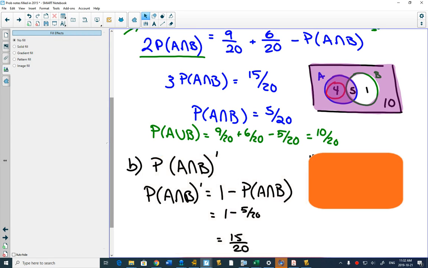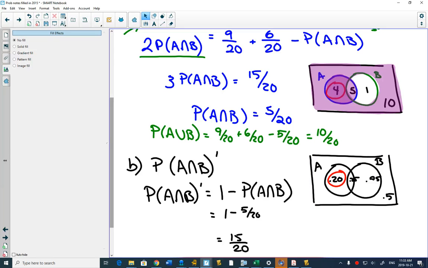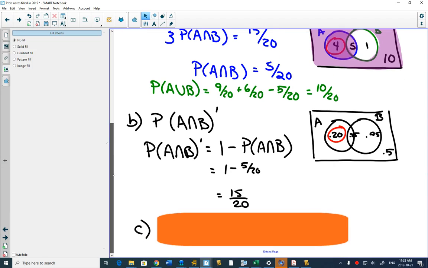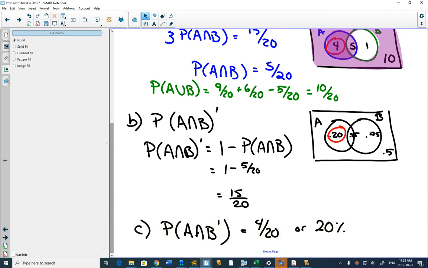Okay, did I use formulas here? Oh, that's a good formula to use. So I solved it first with Venn diagrams. How could you use formulas to do these? Not A and B would be 1 minus the probability of A and B. And we figured out the probability of A and B to be 5 out of 20 earlier, so you get 15 out of 20. Part C, that one I guess I just did with the Venn diagram.